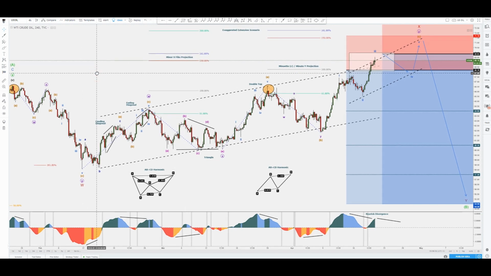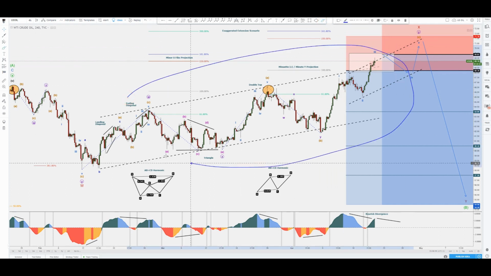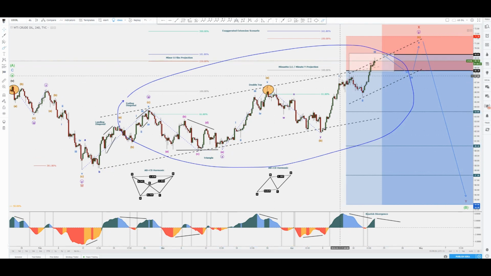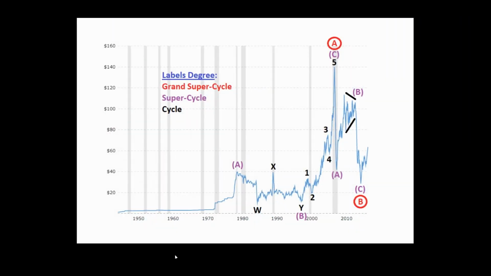So what I'm seeing is the following. I'm seeing this squeeze right here as a corrective structure, and I'm going to explain to you exactly why. But before I do that, I'd like to show you a couple of things, and especially I want to focus on the main picture right here. So let me just do this.